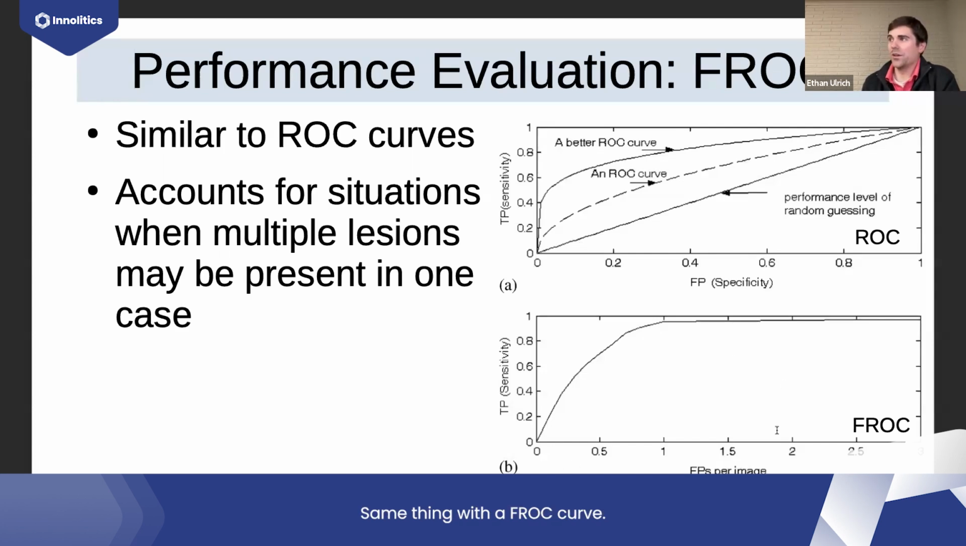Same thing with a FROC curve. The only difference really is we still have sensitivity as the y-axis, but the x-axes are different. For ROC, it's the specificity. And then for FROC, it's actually the false positives per image. And I'll go over that in a little bit. The nice thing about FROC is it does a better job at accounting for cases that may have multiple lesions. It captures those situations a little bit better, where ROC kind of squashes the data a little bit in terms of multiple lesions. It's not as equipped to evaluate those well.